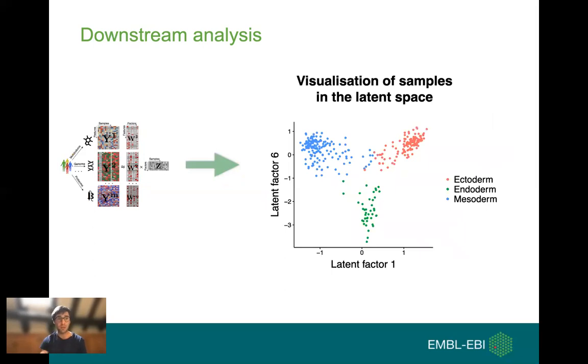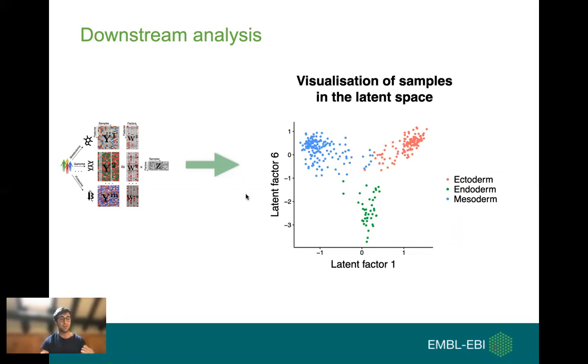Of course, rather than looking at the weights, so those matrices here, you can also look at the latent space. You can visualize your samples in the factor space. And this is what we typically do when we do PCA, right? So you plot PC1 against PC2, and then you color each of your samples based on some covariates. Now we can do the same approach with MOFA. The main difference is that you're going to be plotting MOFA factors now.